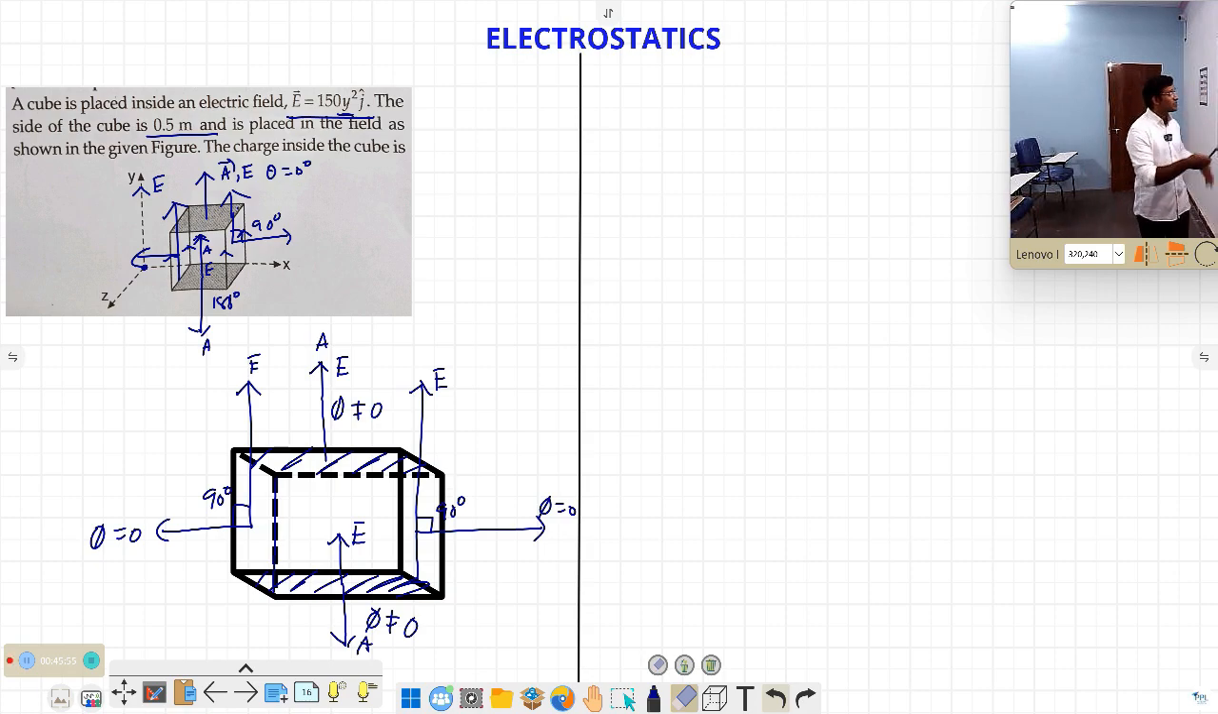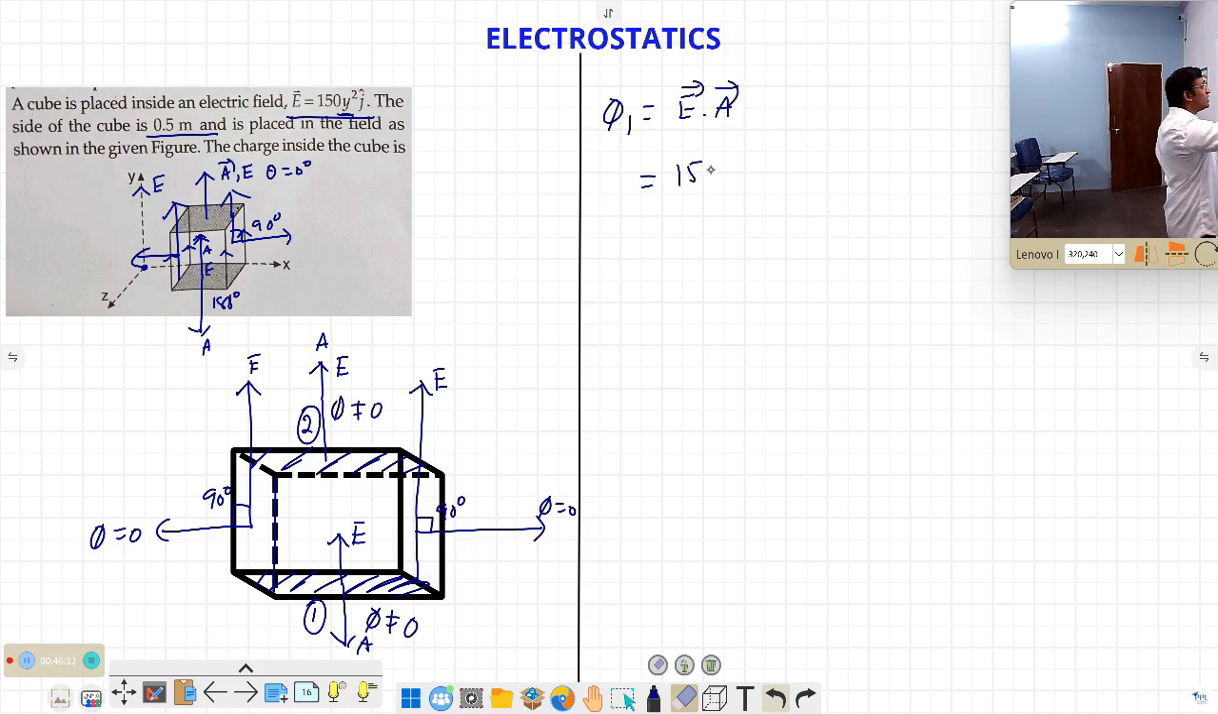Now to calculate the flux value, this is the first area I am taking: the bottom one I am taking as 1 and the upper one as 2. So flux across 1 is, by the formula, E dot A, the electric field vector into the area vector. What is the electric field vector? That is 150 y square. What is y? It is the distance, the position of that electric field. If you see the diagram, this is the origin. The bottom face is at what height with respect to the y-axis? y is equal to 0.